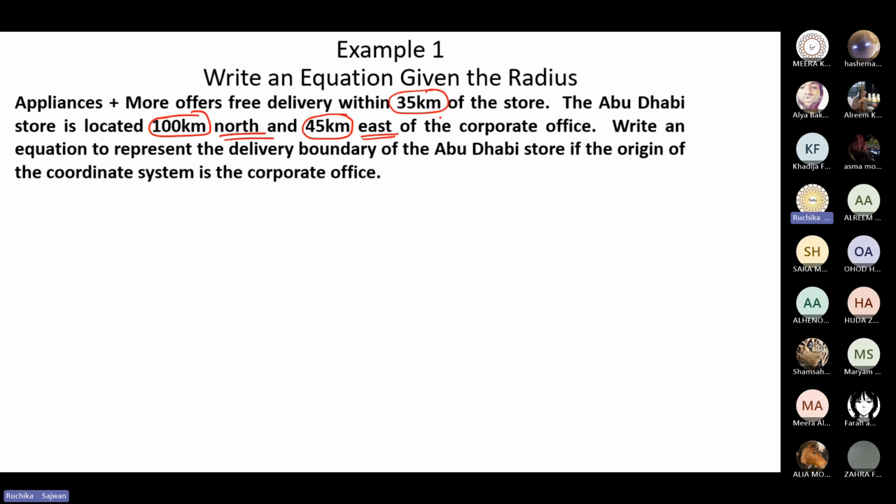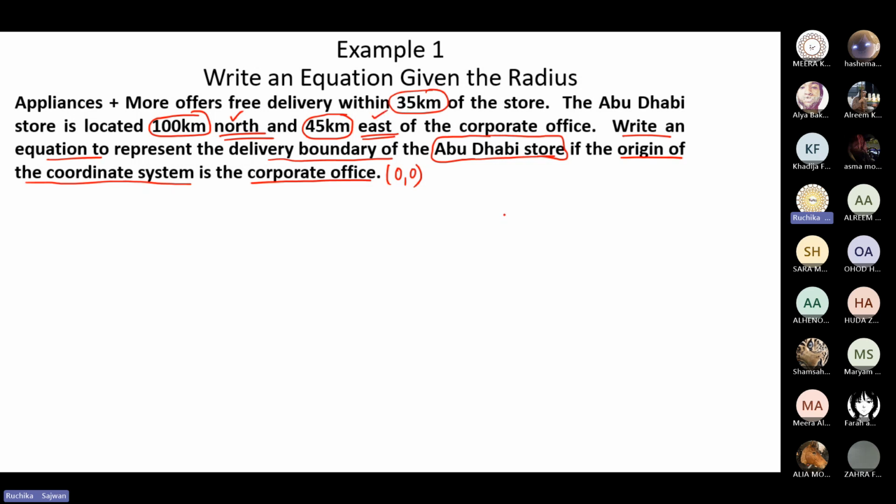Now, what is happening? We want to first write the equation to represent the delivery boundary of the Abu Dhabi store. If you see, there are two places. One is the Abu Dhabi store, the new one which we are opening, and then there is a corporate office. So what condition is given? The origin of the coordinate system is the corporate office. So can I say the corporate office is located at 0, 0? Everybody understands this? Yes. The condition given is that the origin of the coordinate system is the corporate office, 0, 0. Wonderful. Now we want to know about the direction also, northeast.